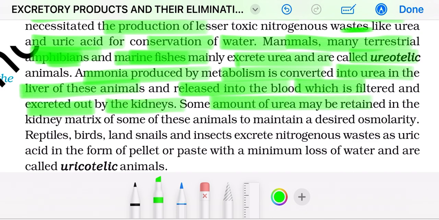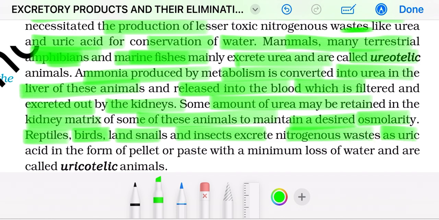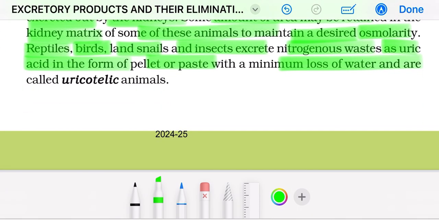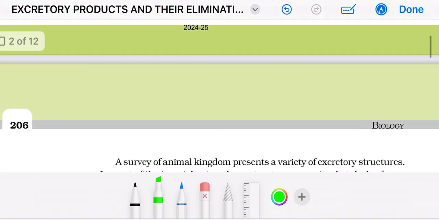Some amount of urea may be retained in the kidney matrix of some of these animals to maintain a desired osmolality. Reptiles, birds, land snails, insects and tadpoles excrete nitrogenous waste as uric acid in the form of a pellet or paste, with minimum loss of water. They are called uricotelic animals.